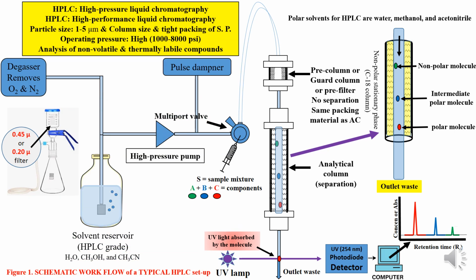Now the HPLC technique is known by two names, high pressure liquid chromatography and high performance liquid chromatography. It is called high pressure liquid chromatography because of the pressurized flow of the mobile phase. The operating pressure is usually high, around 1000 to 8000 psi. The reason for this high operating pressure is the small particle size of the stationary phase, which is around 1 to 5 microns, the very narrow column size, and also the tight packing of the stationary phase.